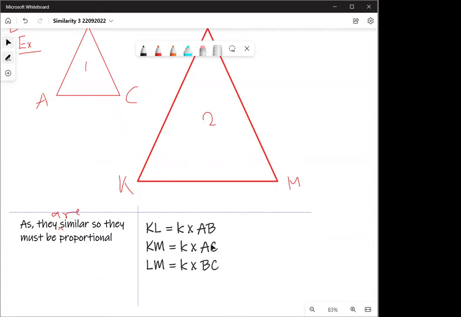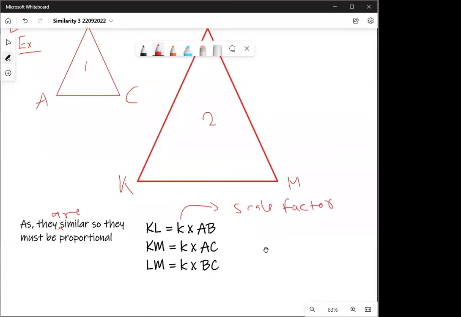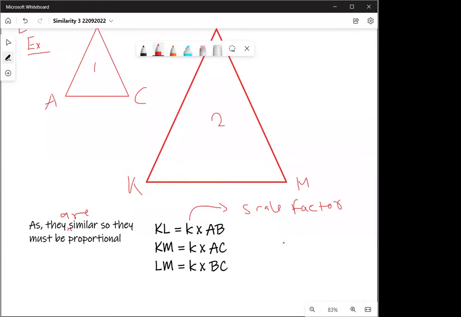Sir, what is the K? What is the K? Exactly, very good question. K right here is called the scale factor. Is that clear? How do I get the scale factor? Because if I know KL is proportional to AB, therefore KL must be equal to K into AB.